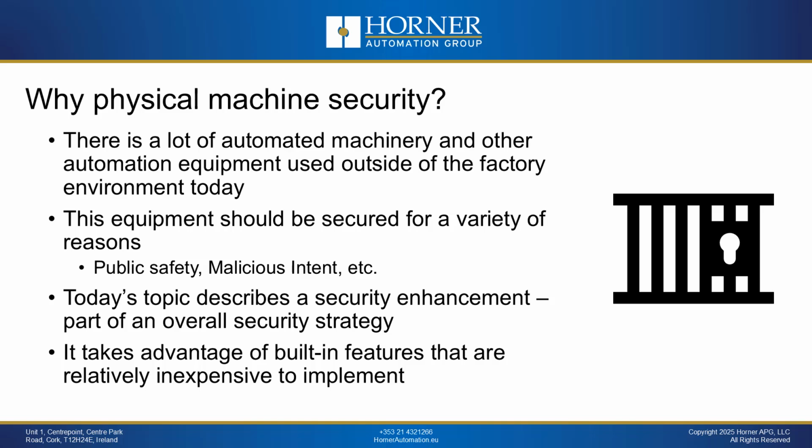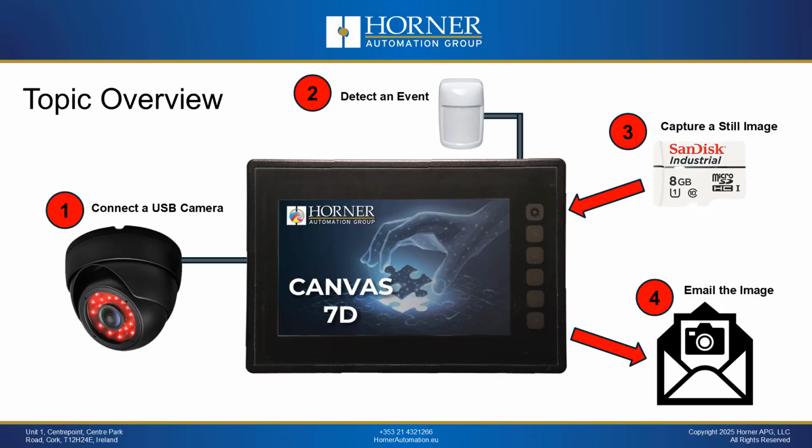Another critical concern is the risk of malicious interference. We want to ensure that individuals with harmful intent cannot access or damage the equipment or carry out acts of sabotage. These are just a few clear reasons why securing remote equipment is essential. Additionally, there are also compelling reasons to apply physical security measures within factory environments, which we will discuss later in this presentation. What we are going to cover today is how to connect a USB camera to the Horner OCS.